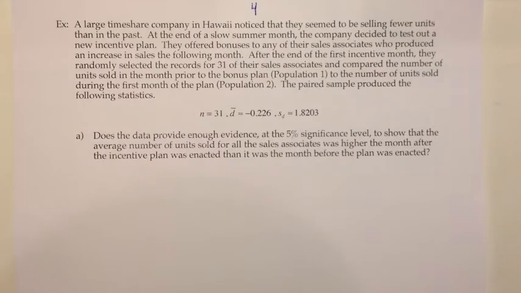A large timeshare company in Hawaii noticed that they seemed to be selling fewer units than in the past. At the end of a slow summer month, the company decided to test out a new incentive plan. They offered bonuses to any of their sales associates who produced an increase in sales the following month. After the end of the first incentive month, they randomly selected the records for 31 of their sales associates and compared the number of units sold in the month prior to the plan, which we'll refer to as population 1, to the number of units that are sold during the first month of the plan, and we'll refer to that as population 2. The paired sample produced the following statistics.